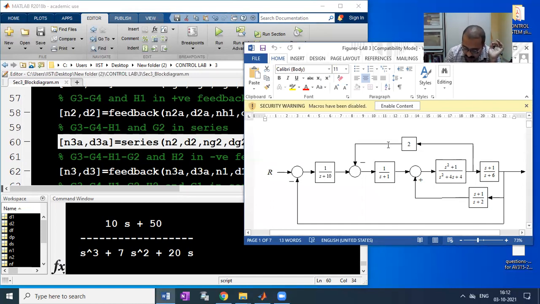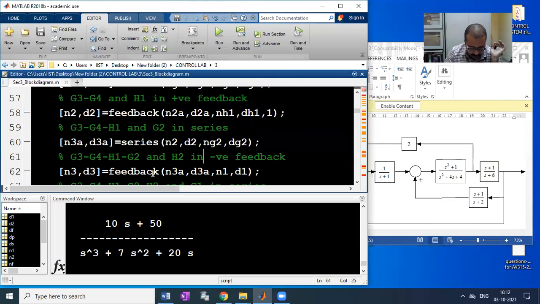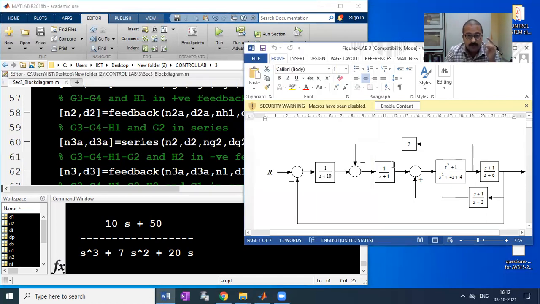Then this block and this thing will be in negative feedback. So that is what is shown here. Okay, are you getting me? Once you shift this pick off point to the right side, what happens? These two blocks will be in cascade. This single block in cascade and s plus 1 by s plus 2 will be in positive feedback.